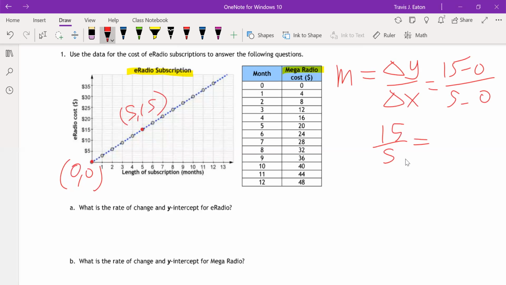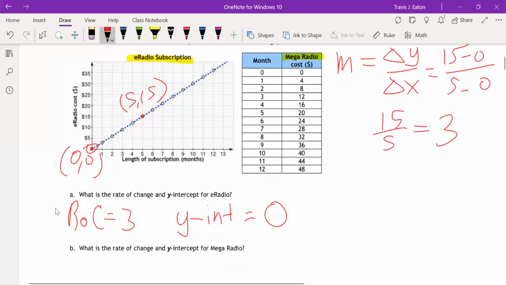And if we take that and divide, then we get 3. So the rate of change for e-radio is 3. And if you want to abbreviate that, big R, little o, big C, rate of change equals 3. And the y-intercept is where that line crosses the y-axis. And where does it cross the y-axis? Well, it crosses it right here at 0. Okay.